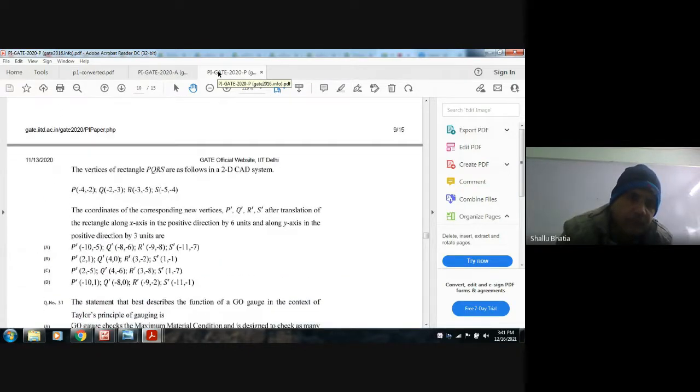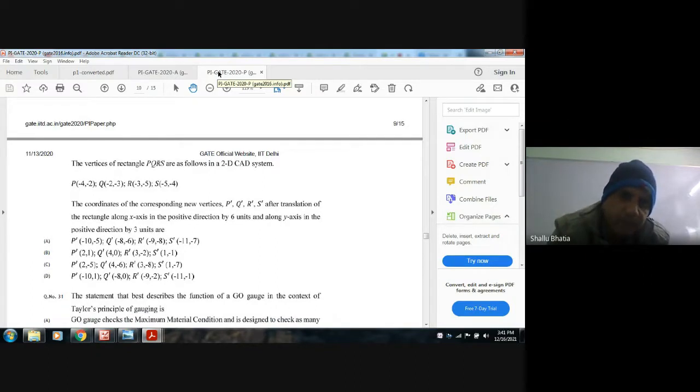Next, the vertices of rectangle PQRS are as follows in a 2D CAD system. P is (-4, -2), Q is (-4, -3), R is (-3, -5), S is (-5, -4). The coordinates of the corresponding new vertices P dash, Q dash, R dash, S dash after translation of the rectangle along x-axis in positive direction by 6 units and along y-axis in positive direction by 3 units are. So these are the options.